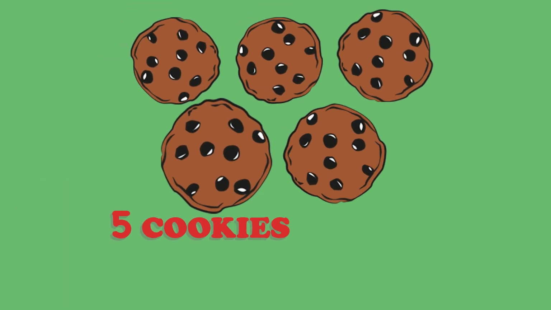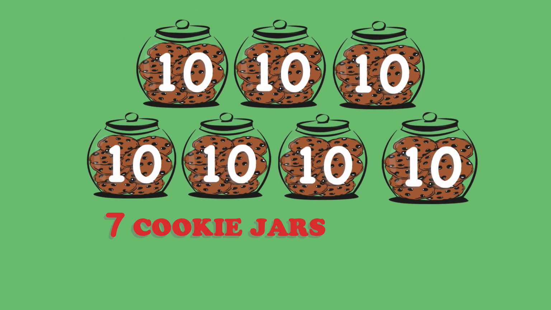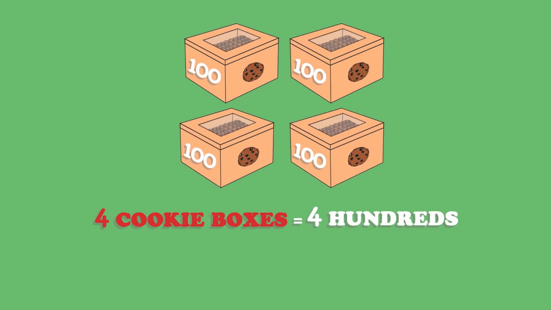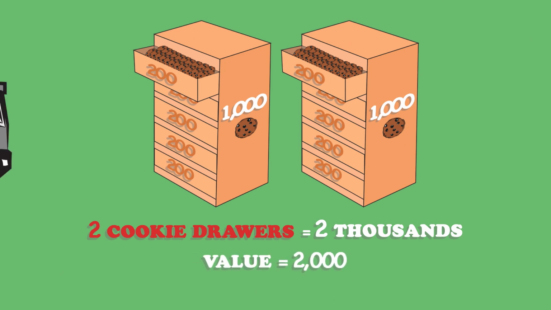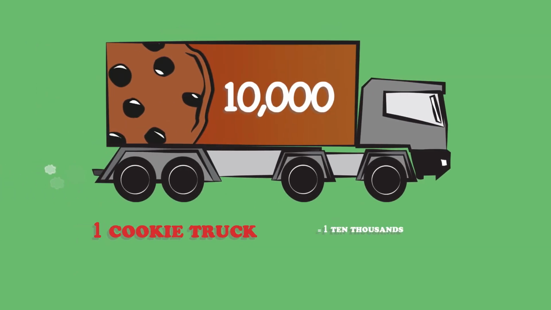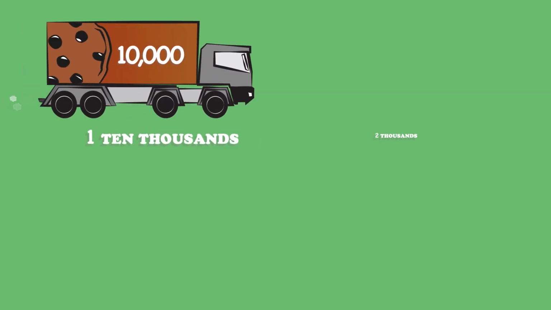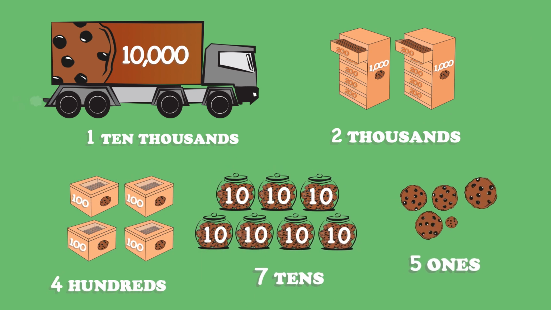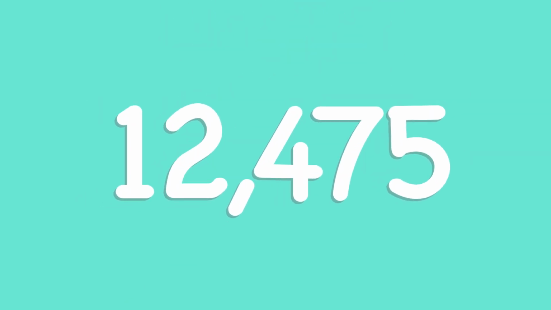So we have 5 cookies which has 5 ones and its value is 5. We have 7 cookie jars that has 7 tens with a value of 70. We have 4 cookie boxes that count as 4 hundreds with a value of 400. We have 2 cookie drawers that count as 2 thousands with a value of 2,000. Lastly, 1 cookie truck which has 1 10,000s with a value of 10,000. To add it all up, 1 10,000s, 2 thousands, 4 hundreds, 7 tens, 5 ones. Adding up all the value of the digits, the answer is 12,475.